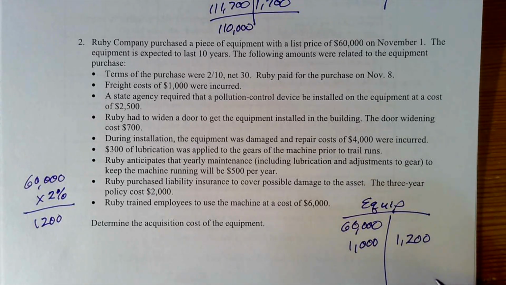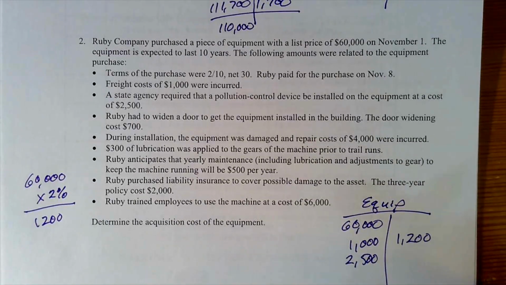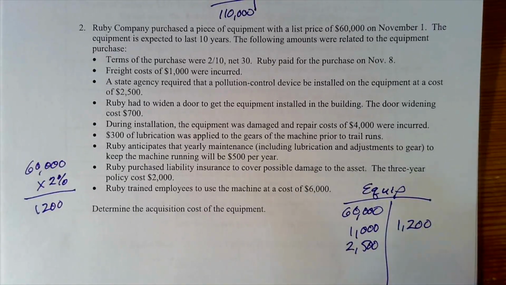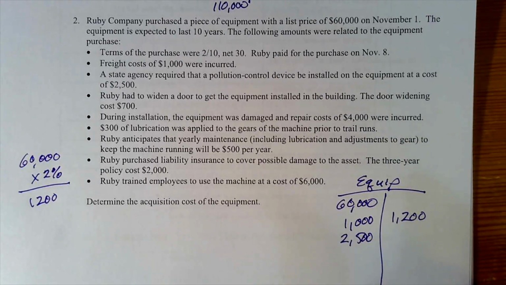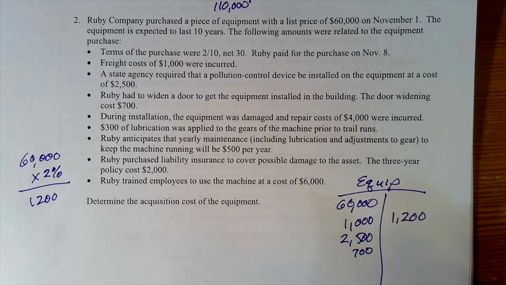State agency required a pollution control device be installed on the equipment at a cost of $2,500. Well, that makes it very clear, right? It's a state regulation, and it's saying it's mandatory. So there's no guessing there. That's obviously part of the equipment price. We have to spend that to operate, to get the equipment ready to run. Ruby had to widen a door. The door widening cost $700. Again, anything that we need to do to adjust our facility, in this case, to get it through the door, becomes part of the cost of the equipment.